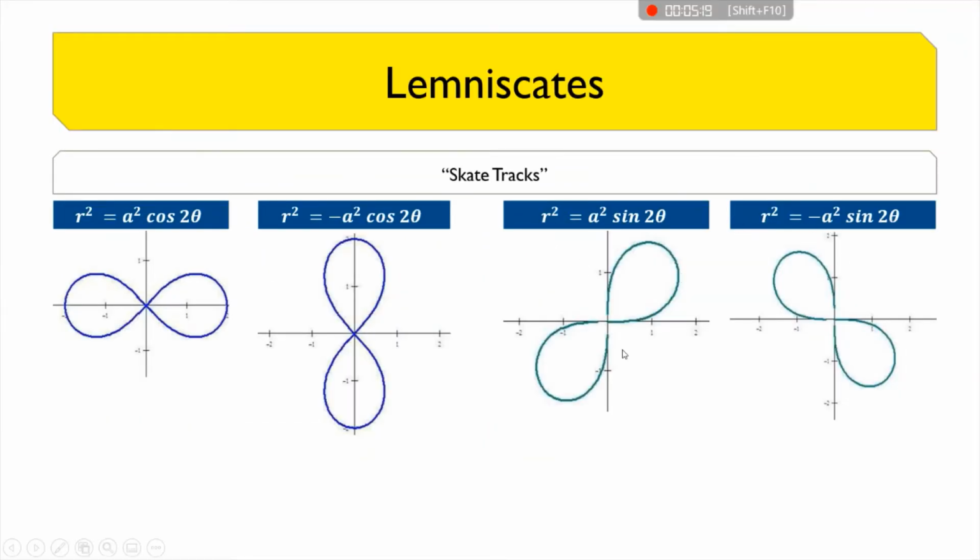So, if it's positive with sine, we'll end up in this first quadrant. If it's negative with sine, we'll end up in the opposite quadrants. I think if I was asking for the area of these, I might say find the area in the lemniscate that's in quadrant 1 and 3, or something like that.